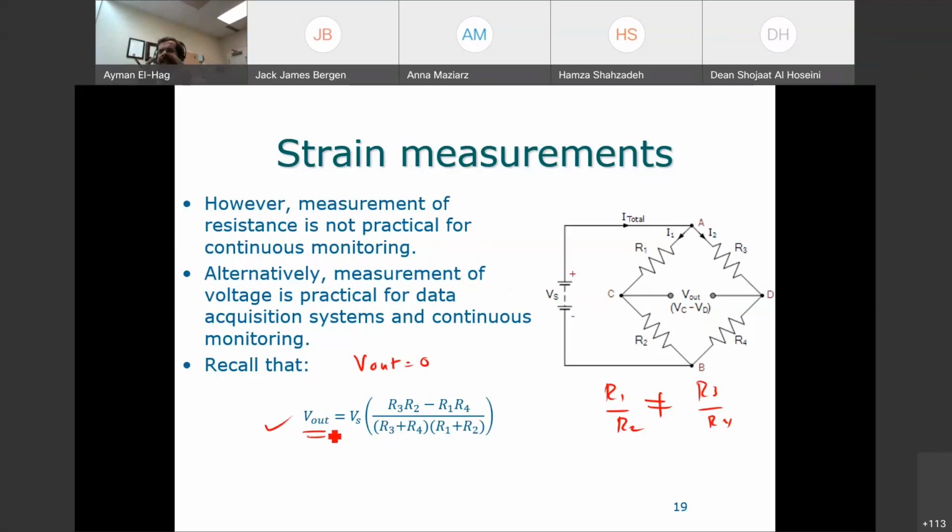The question is, what is the correlation between the change in the resistance and the change in the voltage? This is extremely important. I want to know, for this change, there will be this change in the voltage. So I'm measuring voltage, but this voltage is actually a reflection of a change in the resistance, which is a reflection of the change in the strain. So I'm changing the strain to a change in the resistance, and then the change in the resistance to a change in the voltage.